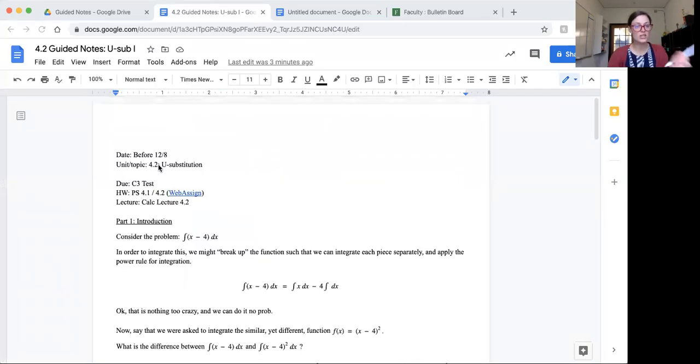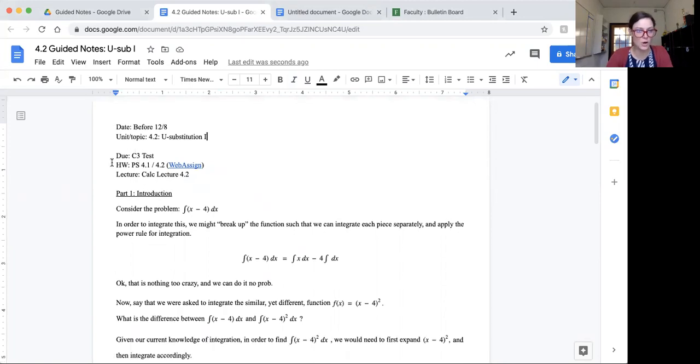So that being said, we are going to jump into 4.2 guided notes, which is U substitution 1, and U substitution 2 is coming, and maybe even 3. Haven't decided how many parts I want to break it into, but I do want to keep things in manageable chunks. So do chapter 3 test, homework, problem set 4.1, 4.2. Lecture will be linked, obviously, when it is done.